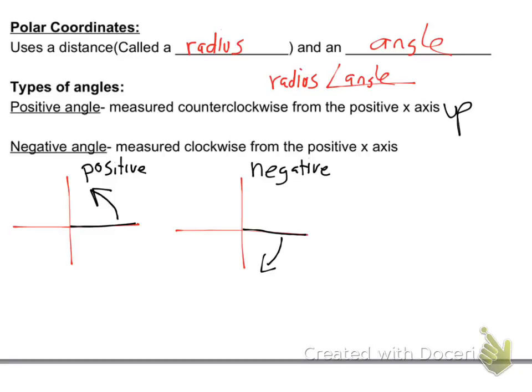So up and down. Maybe put that in parentheses. Just kind of give yourself a note. Think of it, if you're a positive person, you're pretty upbeat, you go up. If you're a negative person, you're going down. I don't know, some way to help you remember that. So, positive angles go in the up direction, negative angles go in the bottom or down direction.